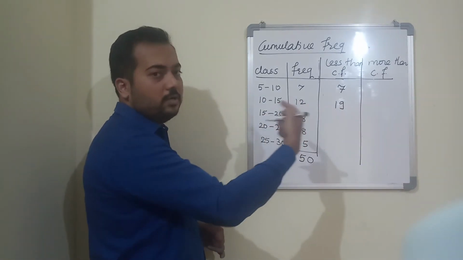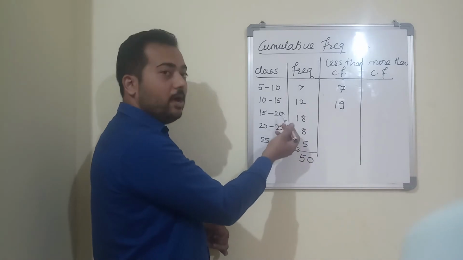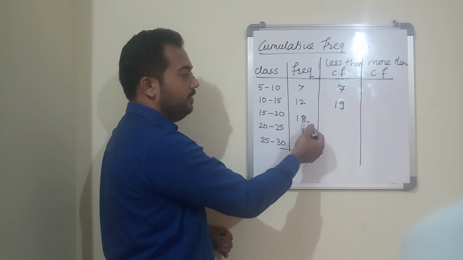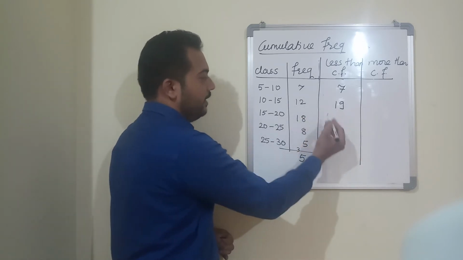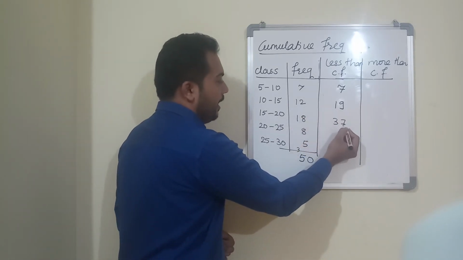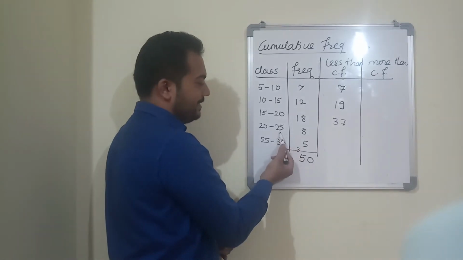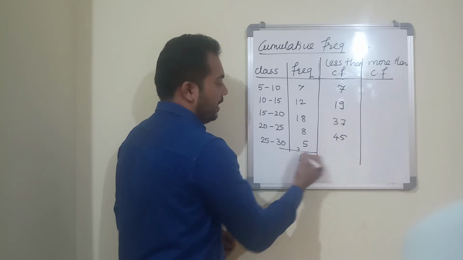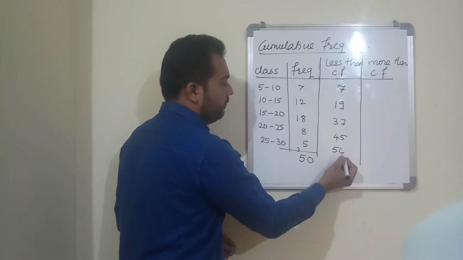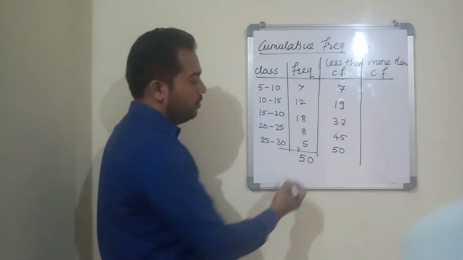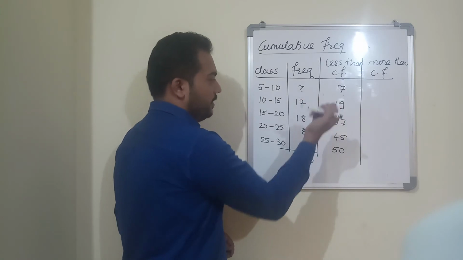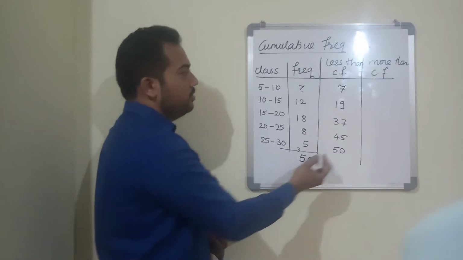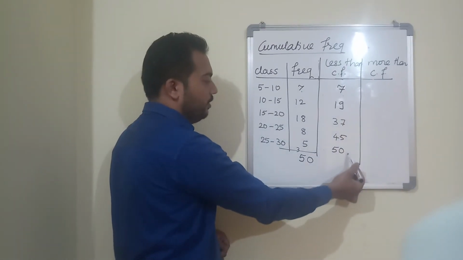Similarly you have to go on adding. So for 20, how many values are there which are less than 20? So this class plus previous two classes. So that is 19 plus 18, 37. And then cumulative frequency less than 25 is 37 plus 8 is 45. And then less than 30 is 50. So you start with the first frequency here and end with the total frequency here, which should always match. So this way you will calculate the less than cumulative frequencies.